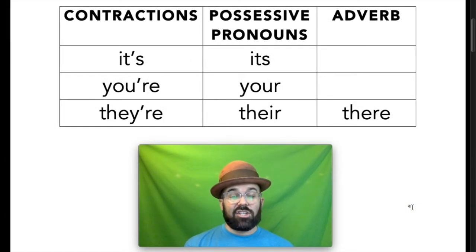As you can see, the chart has three different columns: contractions, possessive pronouns, and there's an adverb at the end. The first column is contractions, and you'll notice that all of those words have apostrophes, as all contractions do. If it has an apostrophe, it is a contraction, and that means we could substitute the original two words that went into that contraction, and the sentence should still make sense. The second category, possessive pronouns. These are pronouns that take the place of nouns, but they also show possession, something that belongs to something else.